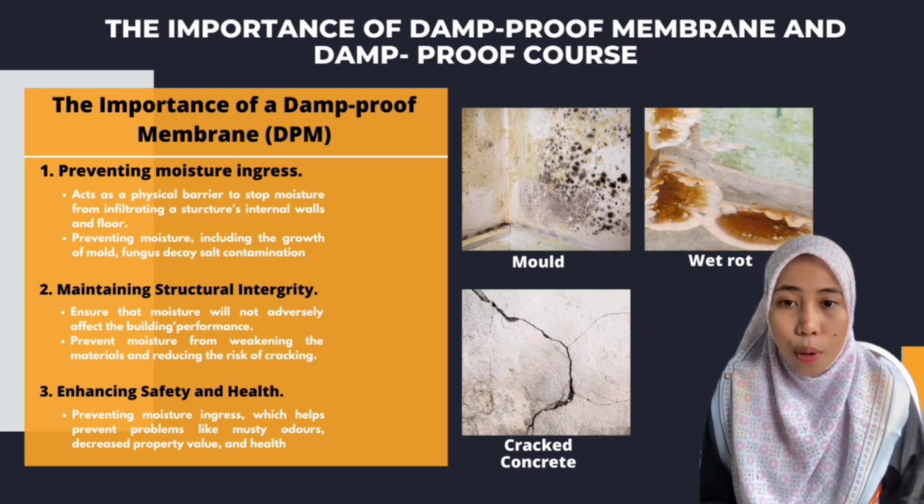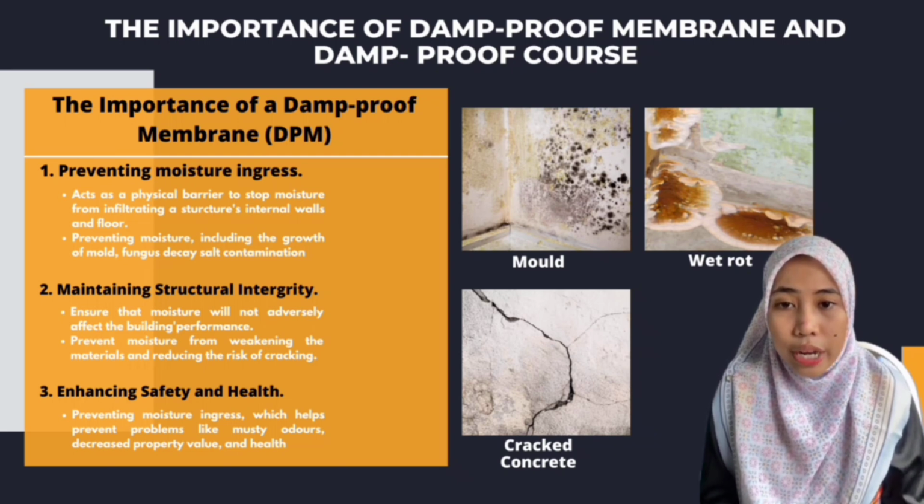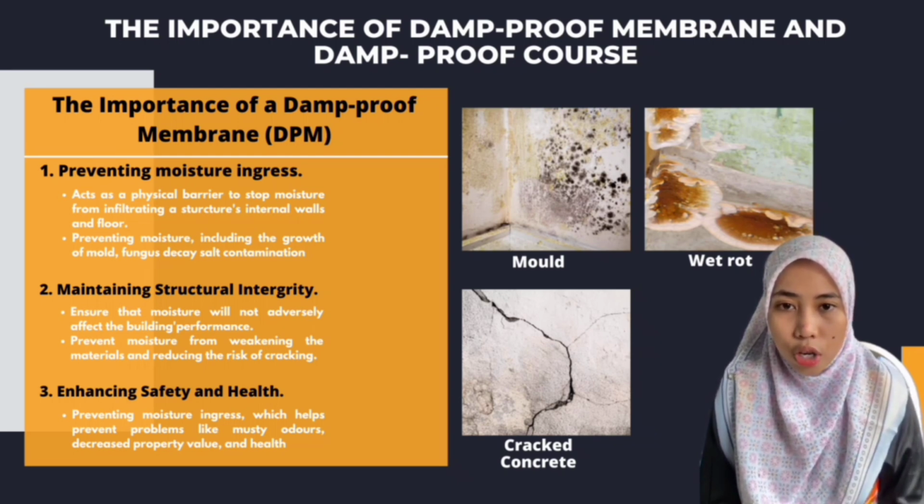Therefore, a properly installed damp-proof membrane can prevent moisture from weakening the material, reducing the risk of cracking, rotting, or corrosion. This is because moisture can cause serious damage to various building materials such as concrete, wood, and metal. A damp-proof membrane is a crucial component in protecting the overall health and stability of a structure.